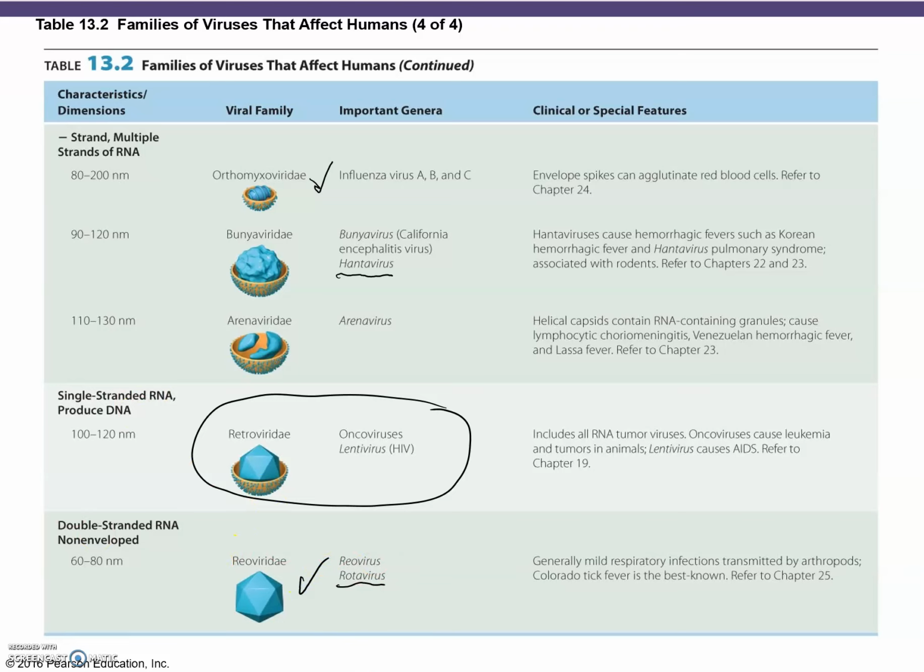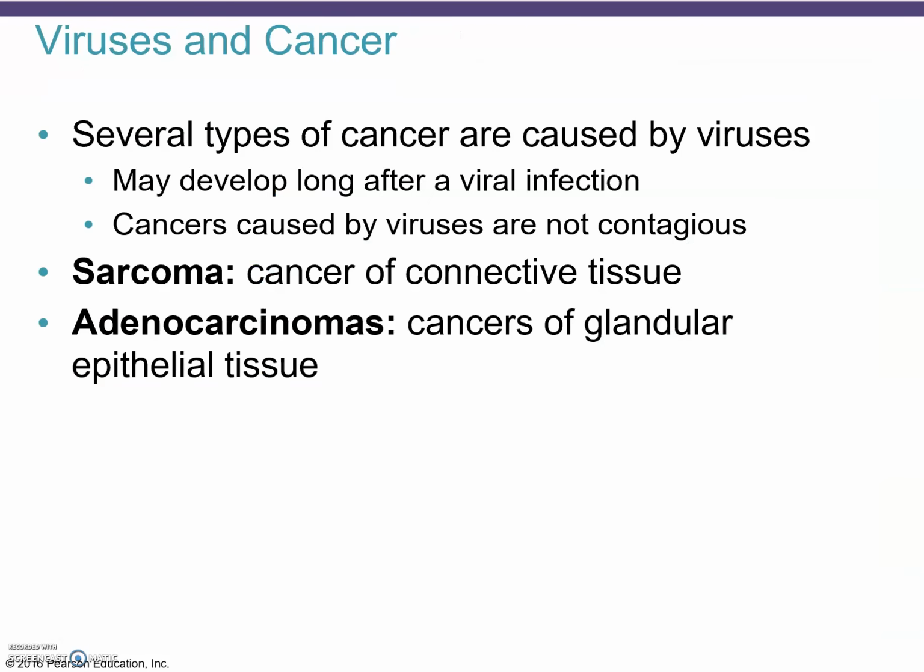Okay. And now let's finish up this lecture. Very disturbingly, sometimes viruses can cause cancers, and there are several types of cancers that we know are caused by viruses, as these viruses transform normal cells into cancerous cells. Some viruses can cause sarcomas, that would be cancers of the connective tissue, and others can cause adenocarcinomas, that would be cancers of glandular epithelial tissue.